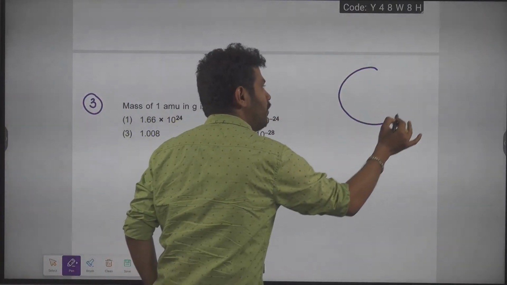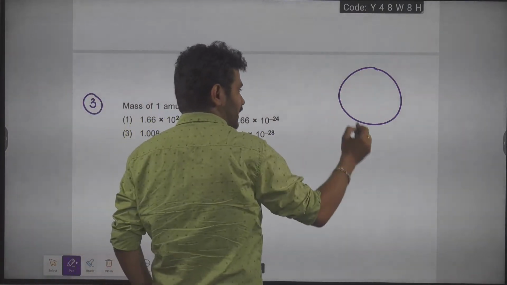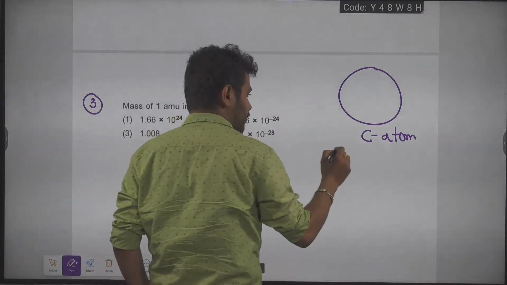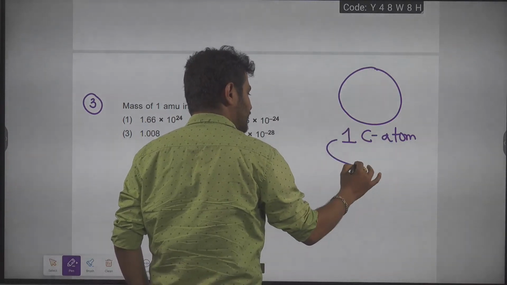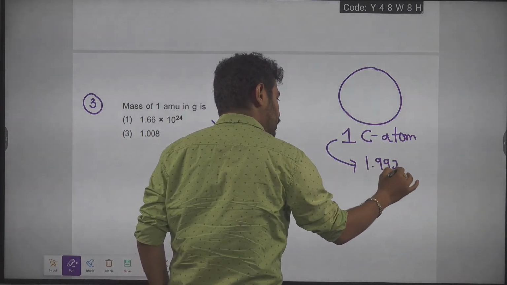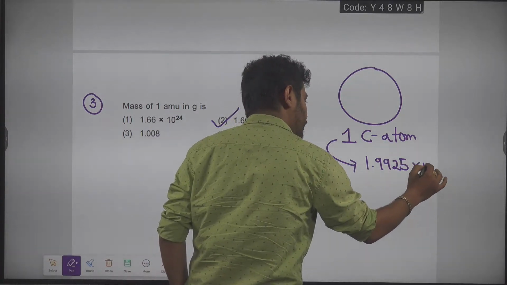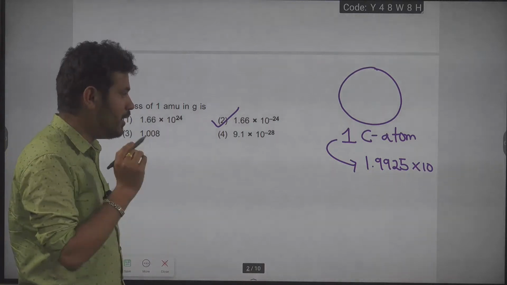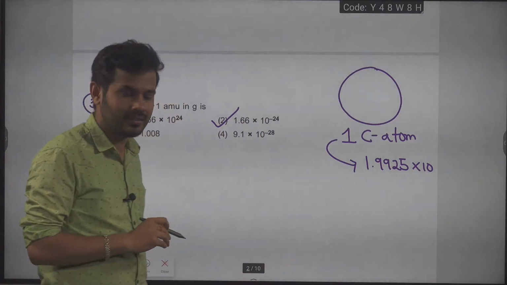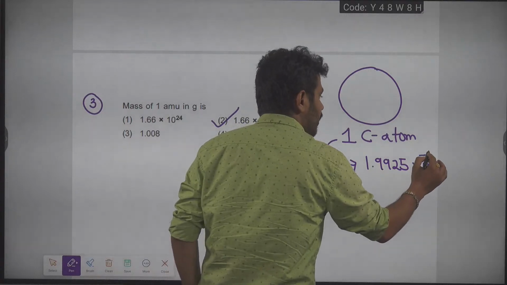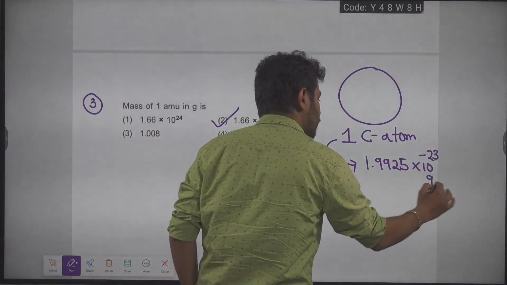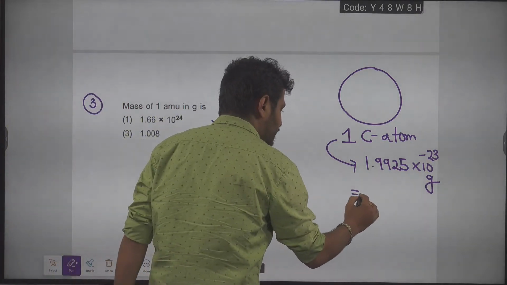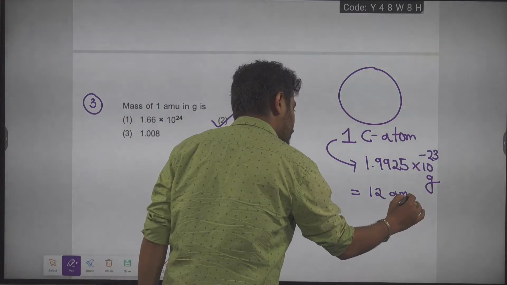If you remember in the last class, I told you from where we got this AMU. I have a carbon atom with me, a single carbon atom. The mass of this one single carbon atom is 1.9925 into 10 to the power of how much? 2 is correct, yes. 1.9925 into 10 to the power of minus 23 gram. Okay, one single carbon atom is this, and this we are considering as 12 AMU.